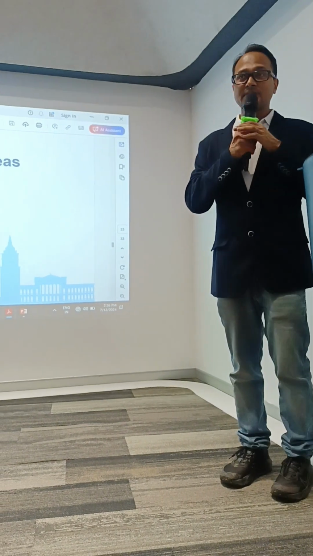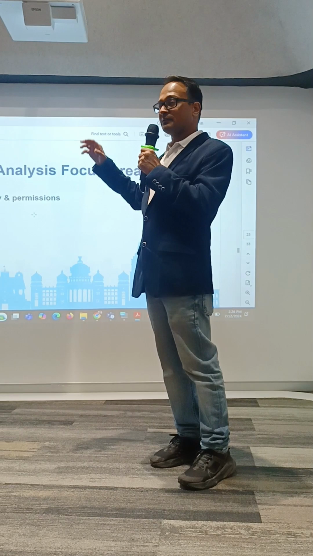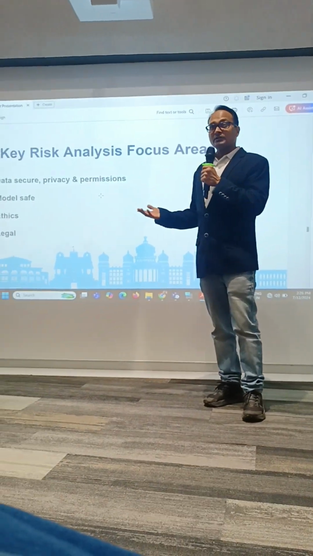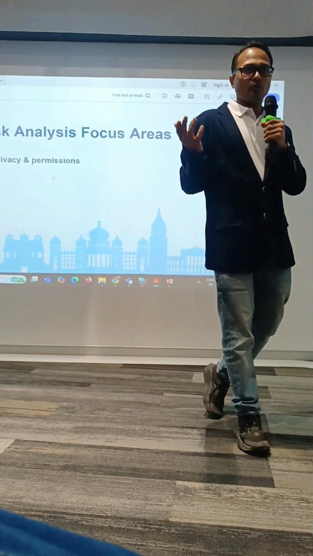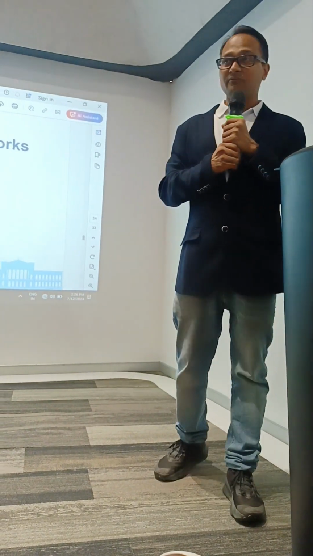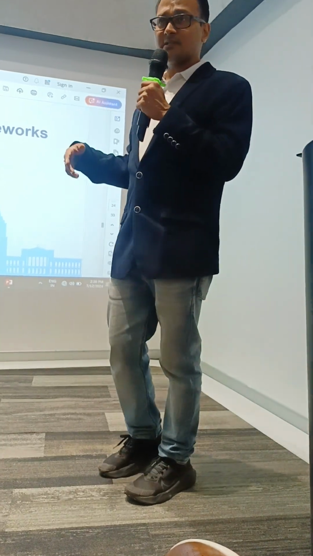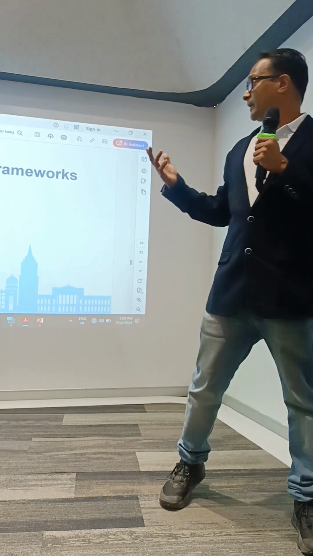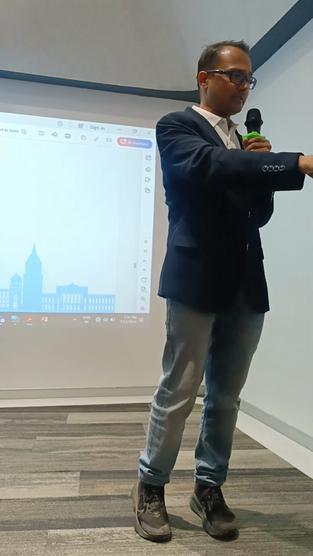Key risk analysis focus areas. So data: garbage in, garbage out. You need to start with the quality of data, the data security, privacy and permissions. Model safety: how safe is your AI model? Are you able to follow all the AI ethics and the legalities around it? Review the existing frameworks. There are two frameworks which are becoming very popular. There will be more as we grow, but you can currently review whatever you are doing and compare it with these two frameworks that are already there.